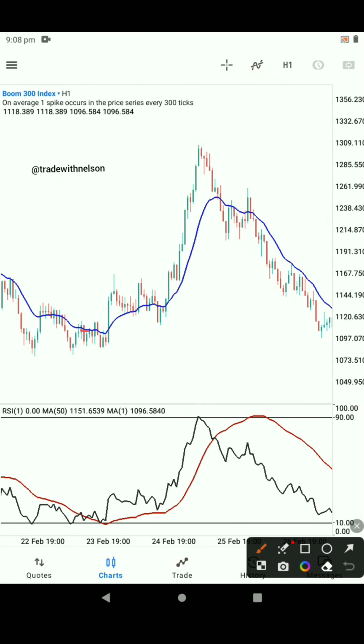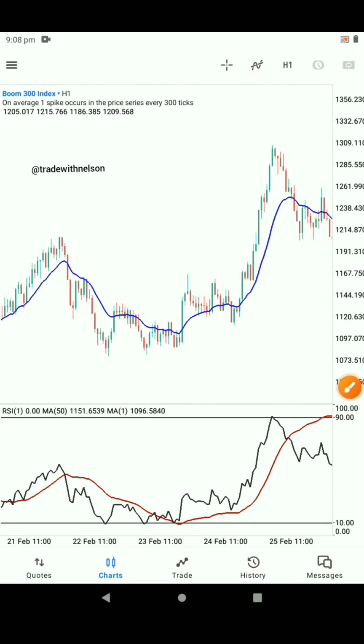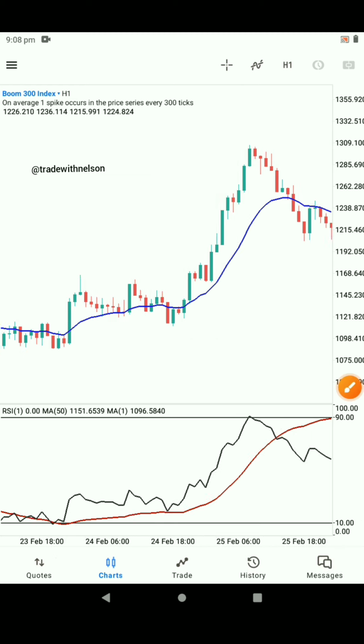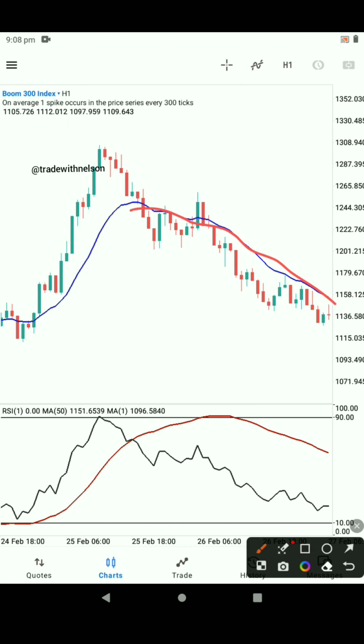As we all know, the moving average is a trend following indicator. Whenever the lines are below the candles, we know that the market is in an uptrend. We see our market continues to move to the upside. Whenever the moving average is above the candles, if you look over here, we see our market continues in a downtrend.